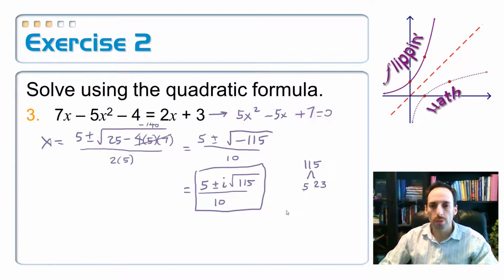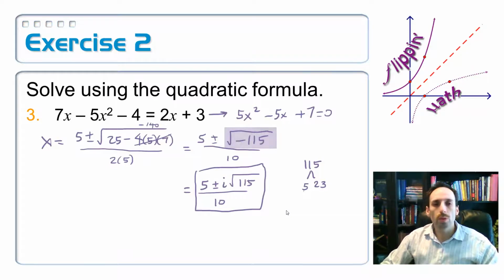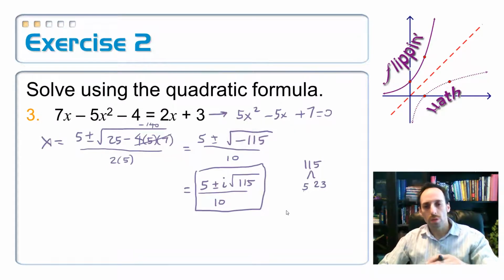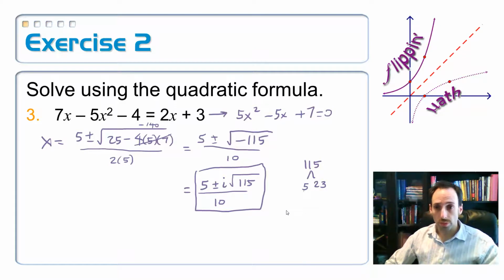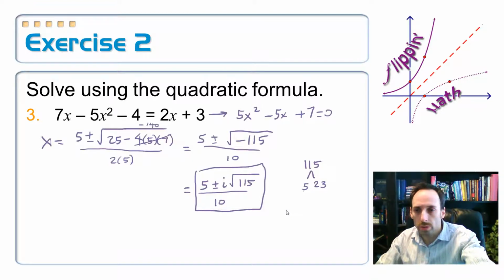Put it all into the formula, and I get a negative number underneath that square root, so I need to bring that out as i, the imaginary number. I try to simplify my square root. 115 is only divisible by 5 and 23, so it's not going to simplify. Alright, hopefully you did those pretty alright.